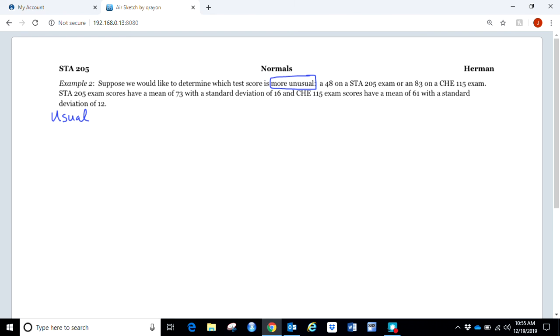Well, looking at the Stat 205, the mean was a 73. So the most usual observation you could get would be the mean, that is, to actually get that 73. That would be usual, kind of what we, again, expected to have happen. So usual basically means the mean. So what it means to be unusual is far from the mean.